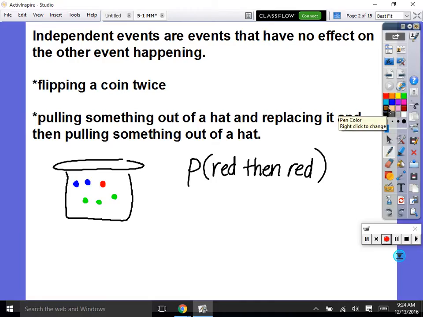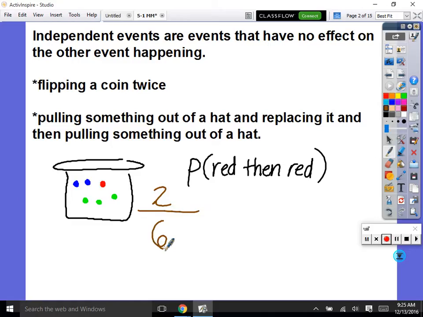So let me ask you a question here. What's the probability that I would draw a blue marble out of this hat? How many possible blue marbles are there? 2, correct, everybody? So there's 2 right now in there out of how many total? 1, 2, 3, 4, 5, 6 marbles. Does everybody understand?